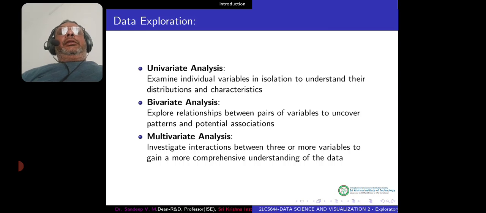Then comes multivariate analysis. Here we investigate interaction between three or more variables to gain a more comprehensive understanding of the data. So first we start with univariate. Individually each parameter is analyzed, then pairs of parameters are analyzed, and then from the remaining parameters multivariate analysis can be taken up to try to correlate the output-input relationship.